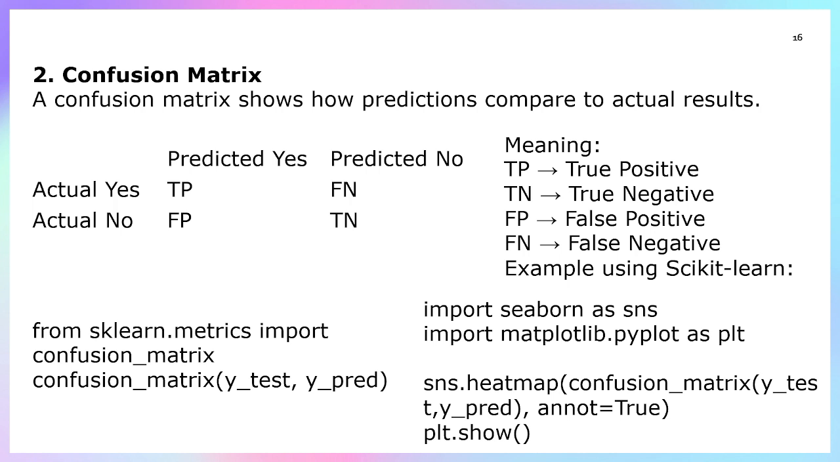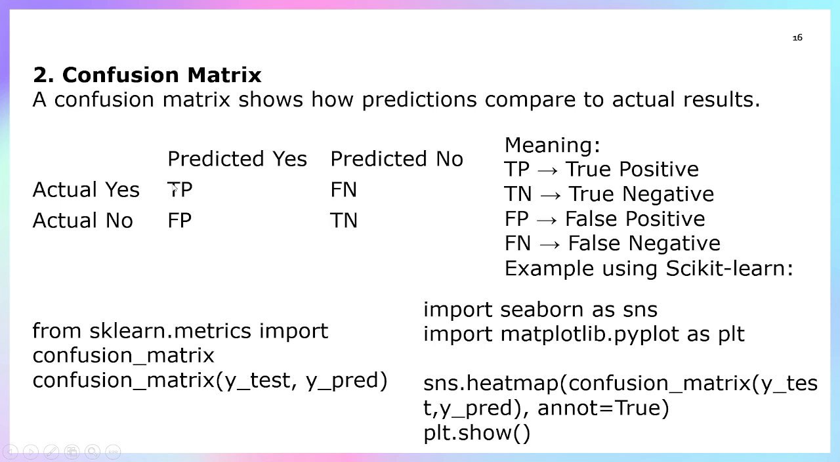Let's discuss the confusion matrix. Confusion matrix is a really confusing matrix. It shows how many predictions compare to the actual result. It has the actual values: TP, true positive, true negative, false positive, false negative, right? You can learn it like this: true positive, true negative, false negative. Predicted yes, predicted no, actual yes, actual no, right? So this is something about the confusion matrix.